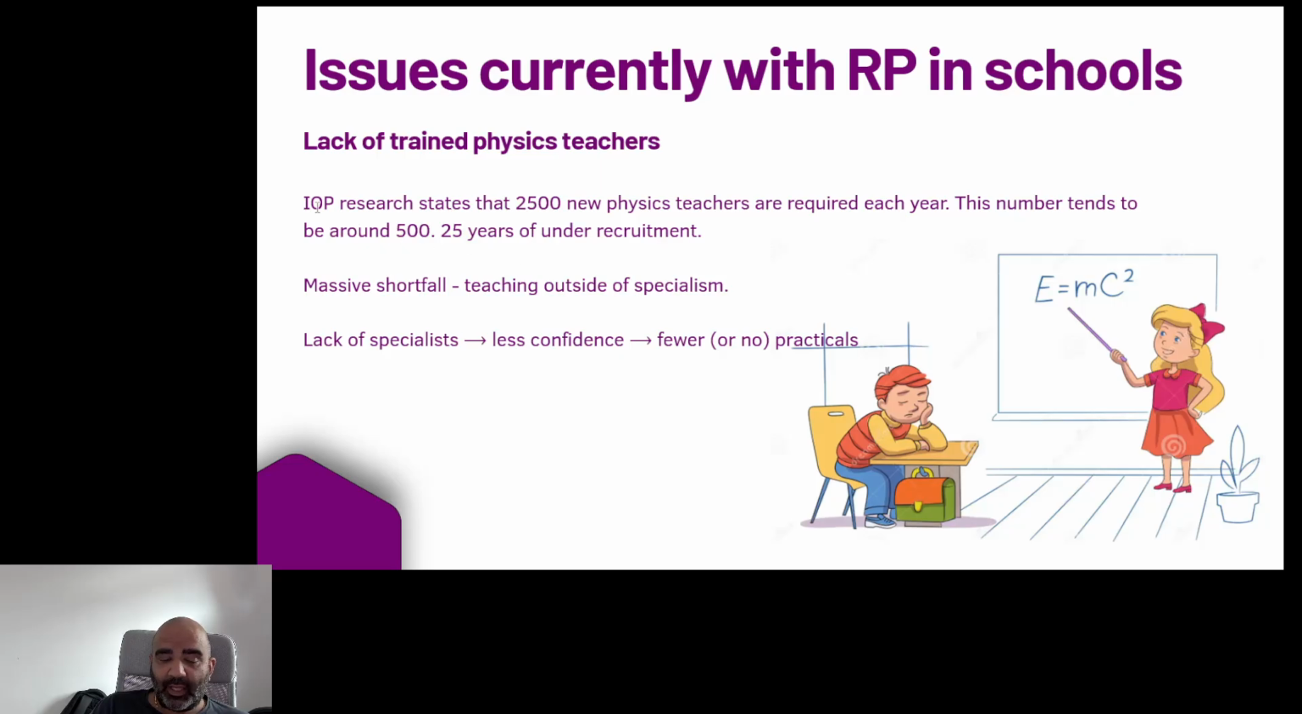The Institute of Physics research states that 2,500 new physics teachers are required each year. This number tends to be around 500. So there have been 25 years of chronic under-recruitment, and there's a massive shortfall.